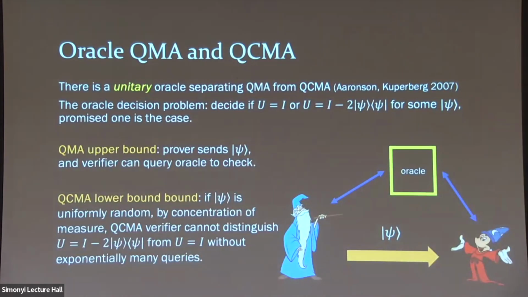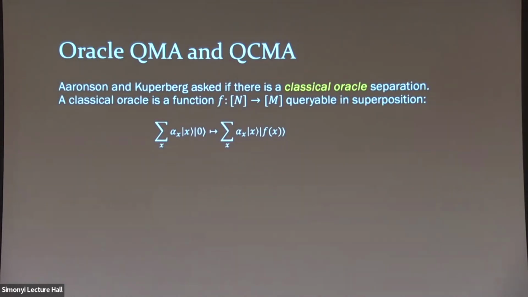So this is known as a quantum oracle separation, where the oracle here is really some inherently quantum operation. It's hiding some very complicated quantum behavior. And what they followed this up with was a question of whether there's a classical oracle separation. Here, what they're asking for is an oracle that just computes some function, mapping a domain of size capital N to a domain of size capital M. And since the verifier is a quantum computer, it can query this classical oracle in superposition.